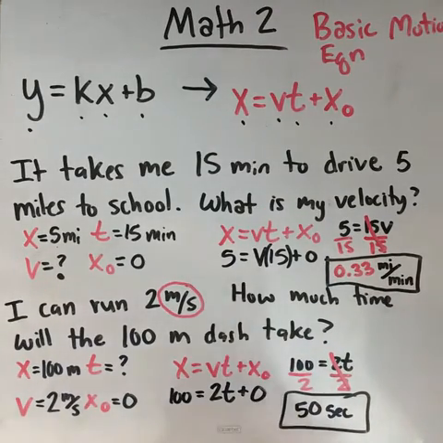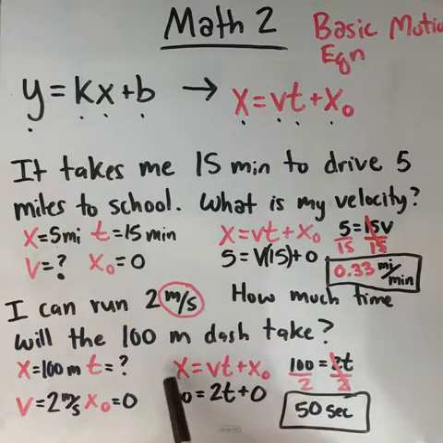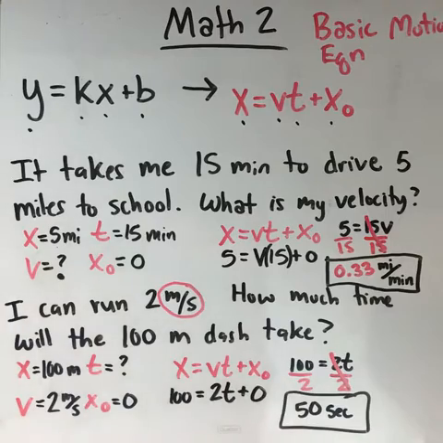So, if you're using the basic motion equation, list all 4 letters, write what you know, and then use algebra to solve for what you don't know.